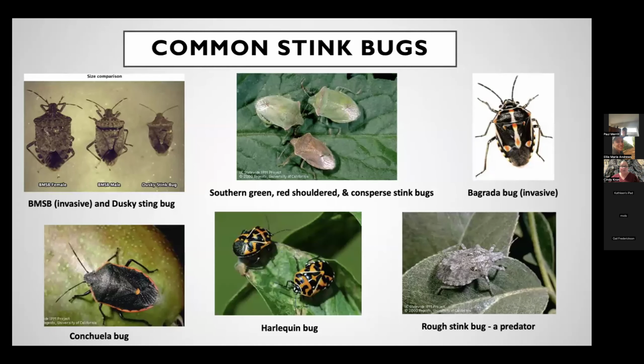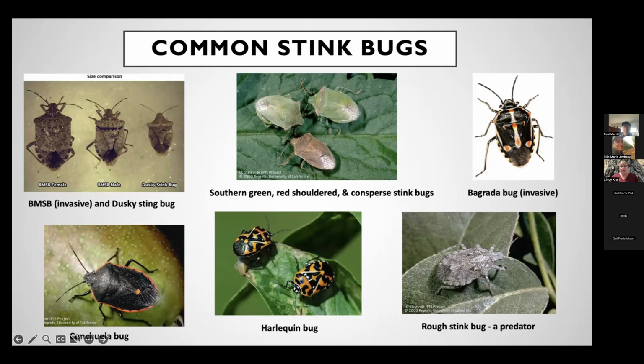Here are some photos of some common stink bugs that you will find in the field. Some are invasive, some are native. So brown marmorated stink bug here on the left is invasive. This is the female male, but here the dusky stink bug looks similar, but it is not invasive. This is native. Also in the middle, southern green, red-shouldered, and consperse stink bug are very common ones that I see in the field all the time.